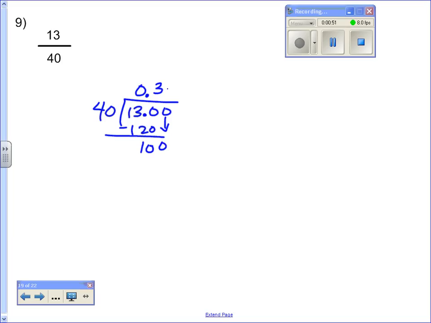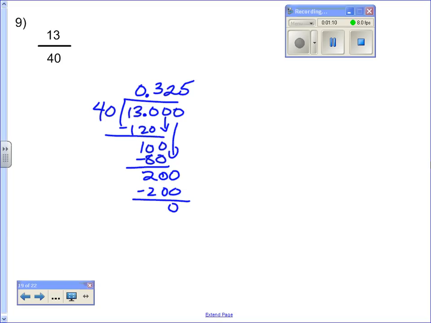40 goes into 100 2 times. Minus 80 is 20. And again, I'm going to add another 0, bring it down. 40 goes into 200 5 times. Minus 200 is 0. Now I have a decimal, but what the book is asking me for is a percent.